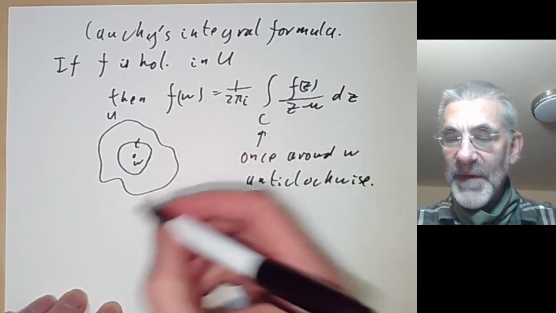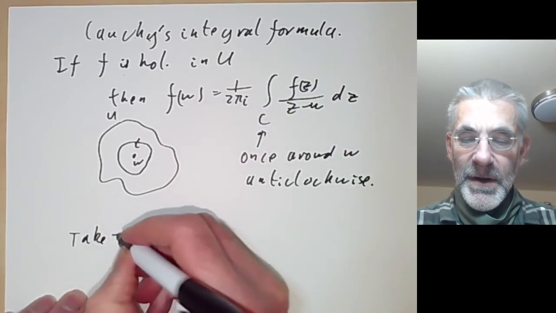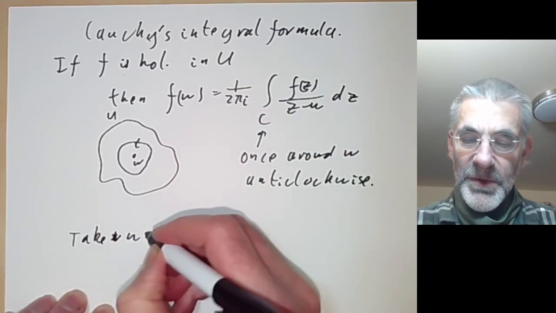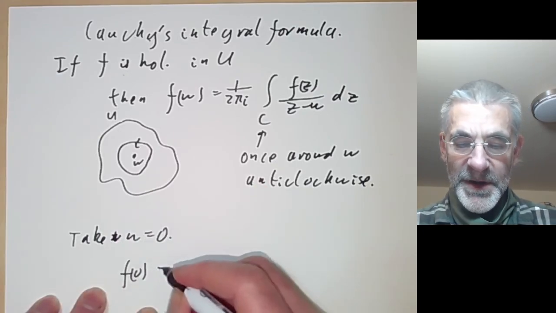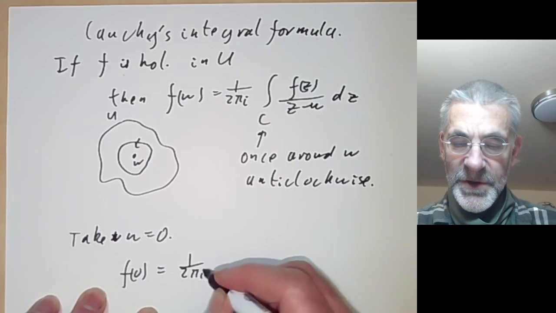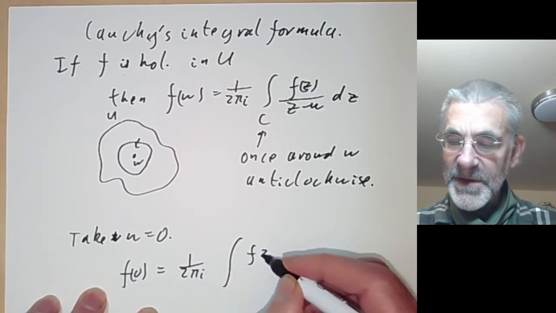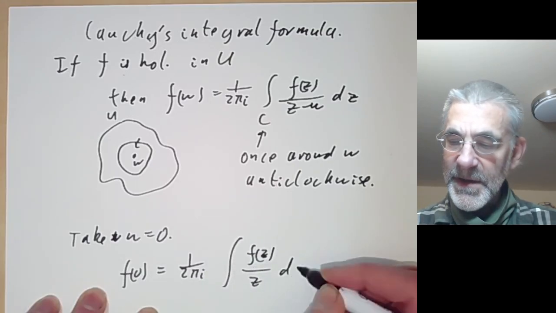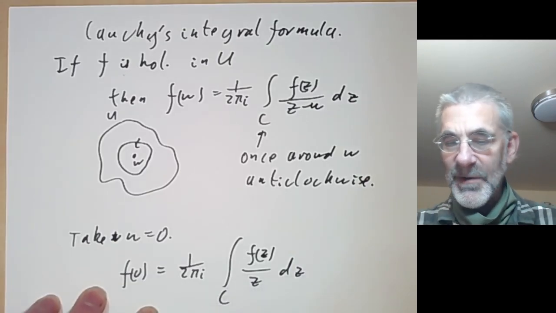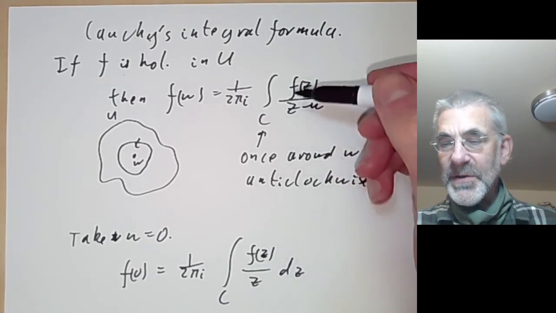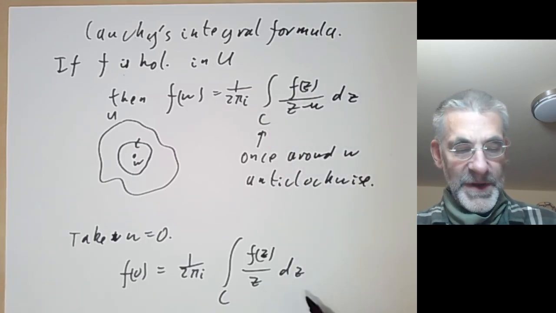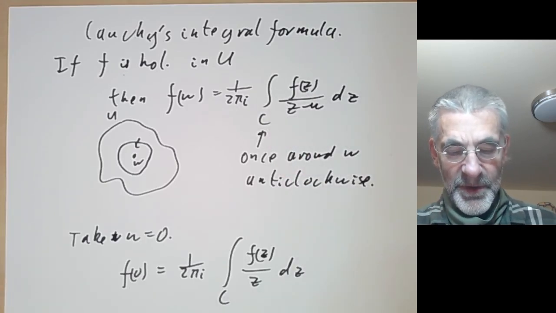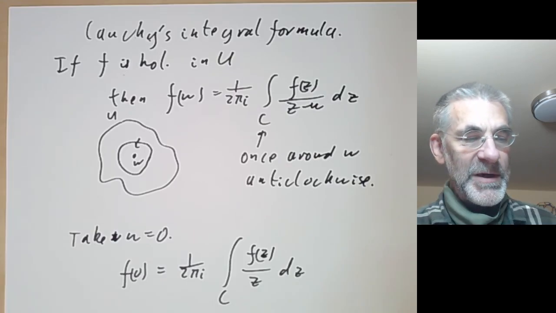It simplifies a little bit if we take w equal to 0, which gives us one less variable to think about, and then it just says f of 0 is 1 over 2 pi i times the integral of f(z) over z dz, where you integrate round 0. The two forms are equivalent because you can just change variables, and this one is a little bit easier to remember.